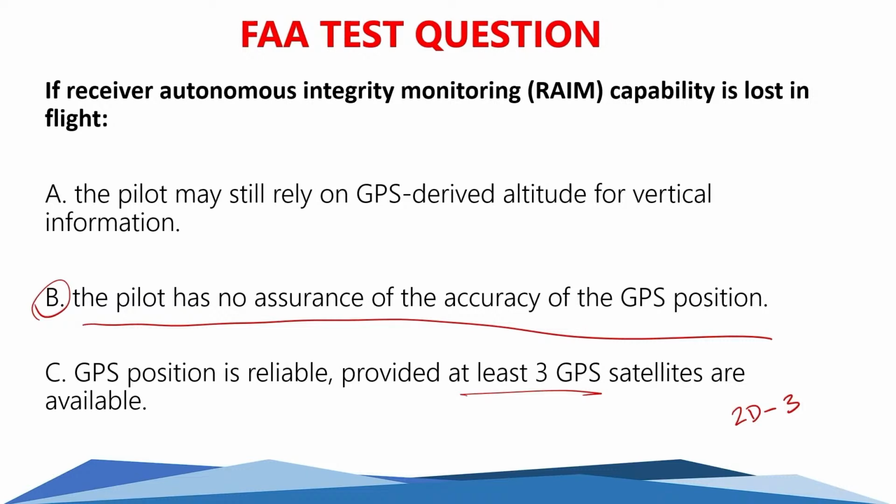So RAIM is not just checking, do you have 5 satellites in view, but it's also checking, hey, the data that's being sent from these 5 satellites, is it accurate or not? And if it's not accurate, you wouldn't use it, right? So think about it that way, and that's the reason why B is the correct answer here.